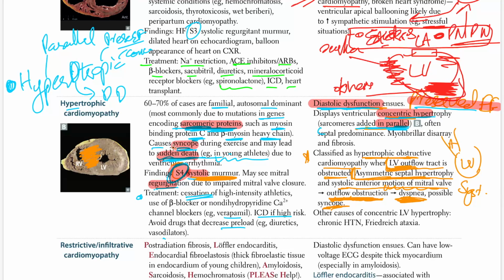So over here, what did we look at? We said this is going to cause dyspnea and syncope, and later on can lead to death even in young athletes. Okay, other causes of concentric left ventricular hypertrophy are chronic hypertension and Friedreich ataxia. So chronic hypertension and Friedreich ataxia. And that is all we have for hypertrophic cardiomyopathy.